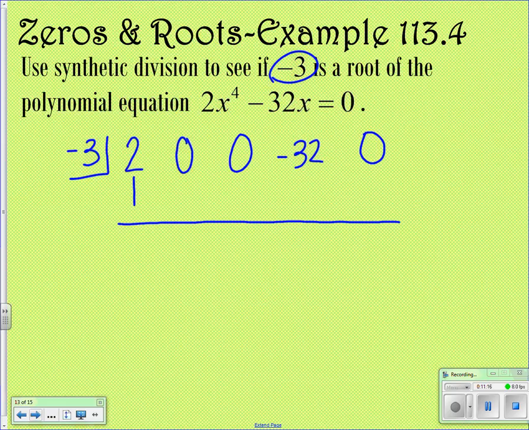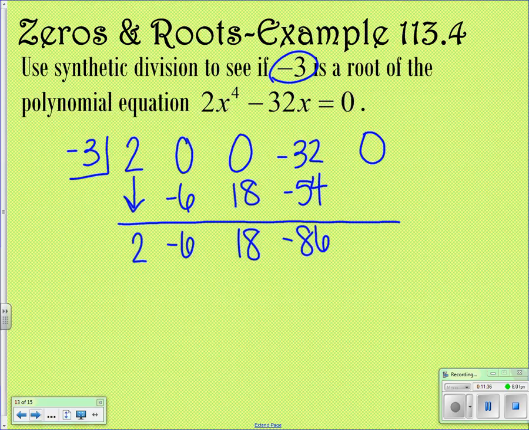So now we're going to put our 2 down here. We're going to say 2 times -3, which is -6. Add, you get -6. Multiply, you get 18. Bring those down and you get 18. 18 times -3 is going to be -54. If you add those, you're going to get -86. And then if you multiply again, you're going to get 258. And so add and you get 258.